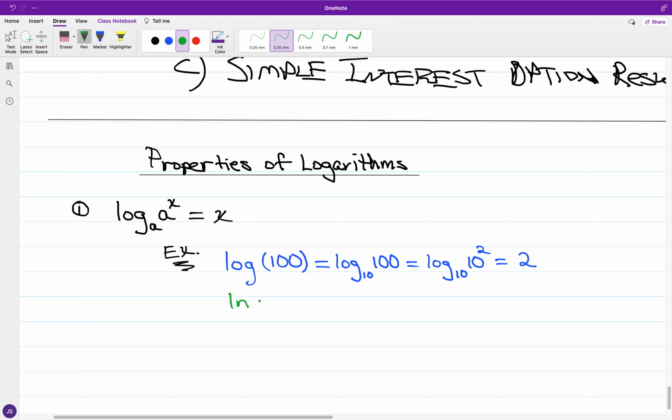Now say we have ln of e to the negative 4. In your calculator, ln is going to make reference to a base e logarithm. And the natural log of e to the negative 4 is going to be the base e logarithm of e to the negative 4. Again, in this property, a is represented by e and x by negative 4. And so for this outcome, this will be minus 4.